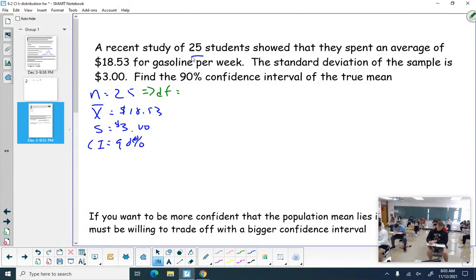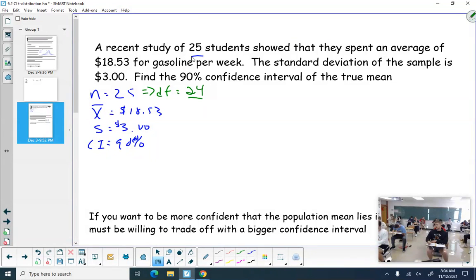We have a sample size of 25. What's our degree of freedom, Jalen? How do we calculate degree of freedom? What do we do on the front side of your paper? Sample size n minus 1. So if I have a sample size of 25, what's my degree of freedom? 24. There you go. Winner, winner, chicken dinner.